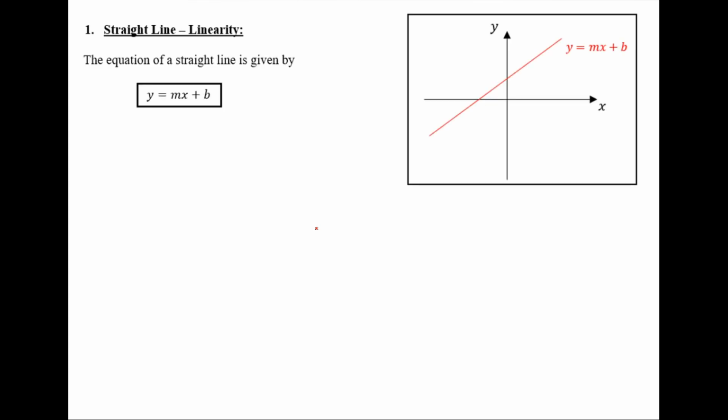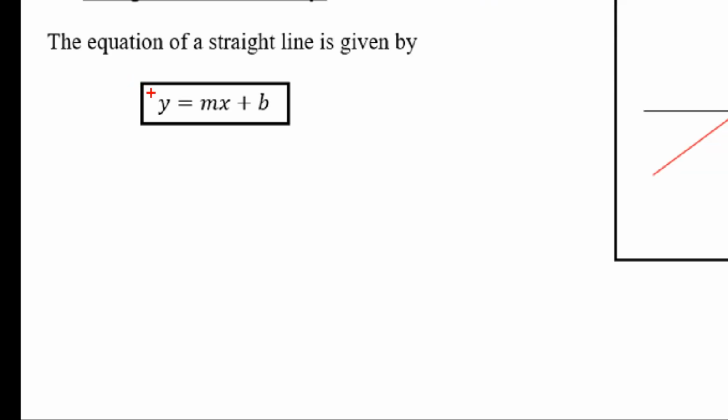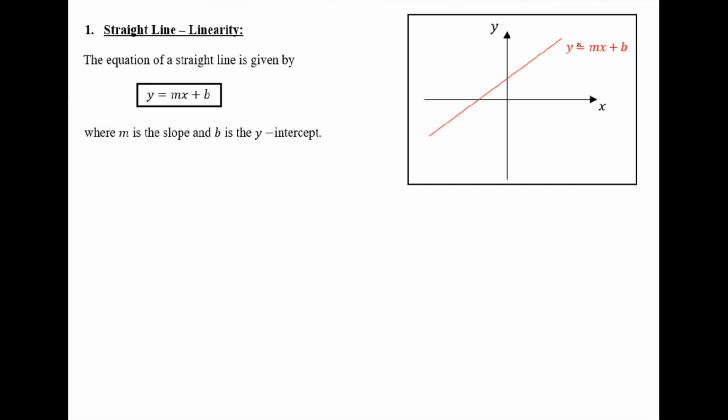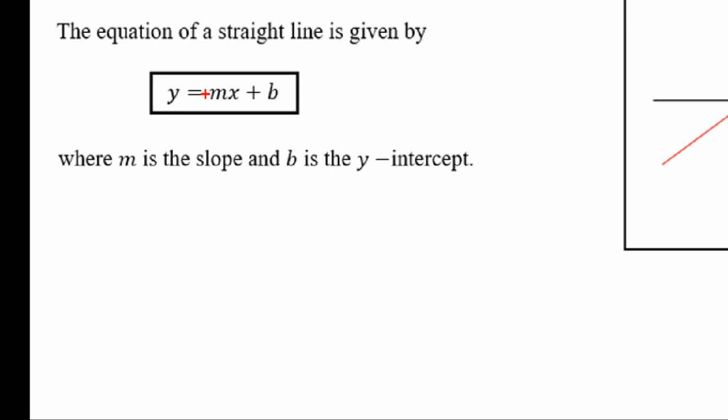Then in today's lecture we're gonna discuss some graphical interpretation that is crucial for motion along one dimension, or kinematics in general. First, let's start with section 1, which is the straight line linearity. We know that the equation of a straight line is given by y = mx + b, and that would be the graphical representation of the straight line. m is given by the slope and b is the y-intercept.